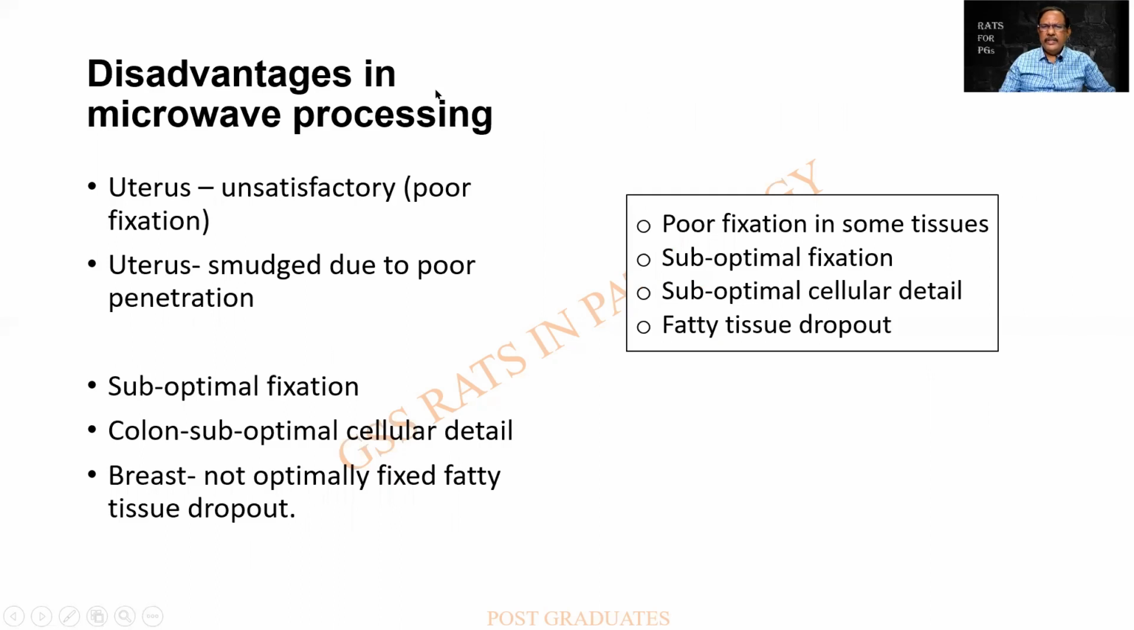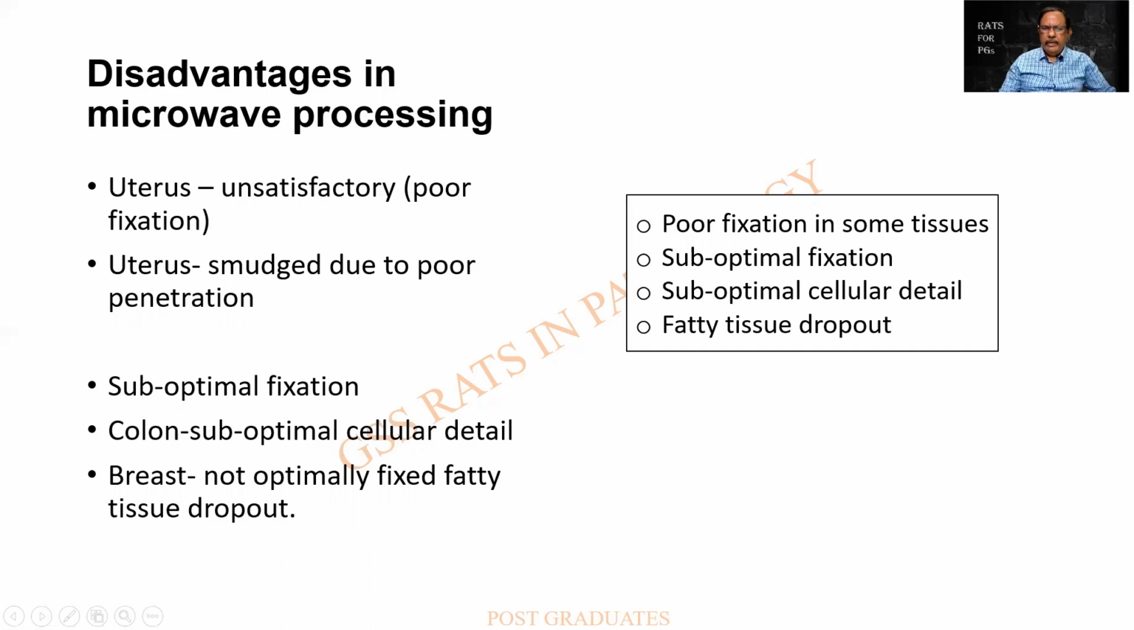There are some disadvantages. I mentioned the advantages. However, there are some disadvantages. Tissues such as the uterus are unsatisfactory because of poor fixation. The uterus again, it is smudged due to poor penetration of the various reagents. The fixation itself is suboptimal, not ideal. Colon is another specimen that can undergo such insult. The cellular details are not very clear. Breast, because of the interference by the fatty tissue, you find that there is no optimal fixation or clarity.